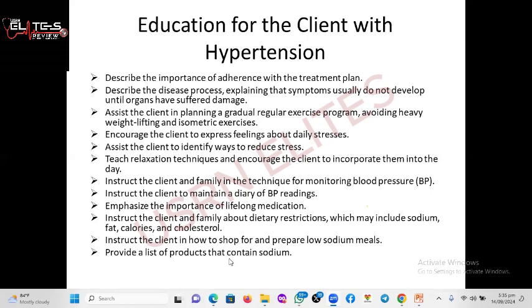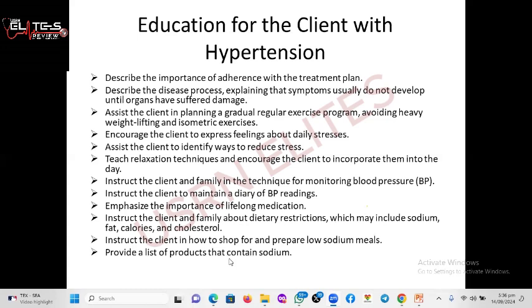We all know that you can't cure hypertension. There's a client who needs to be on the medication for a very long time. Then dietary modification: sodium intake, calories, fats, and then cholesterol. Clients have to reduce them as well. Then you provide a list of products that contain sodium, especially if they like buying products outside, like canned foods. Most of the canned foods contain a lot of sodium. So clients need to read the canned foods labels to know the sodium content before they go ahead to take them. Then you instruct them on how to shop for and prepare a low sodium diet.